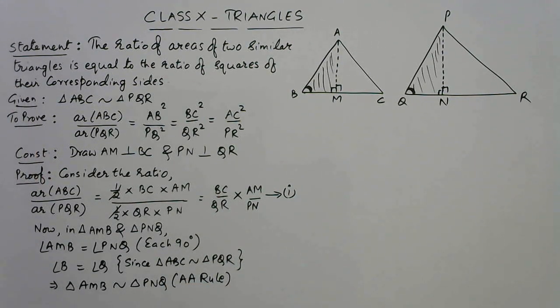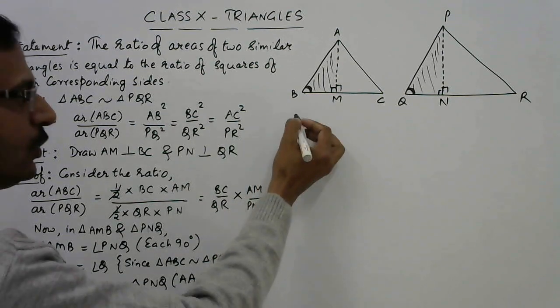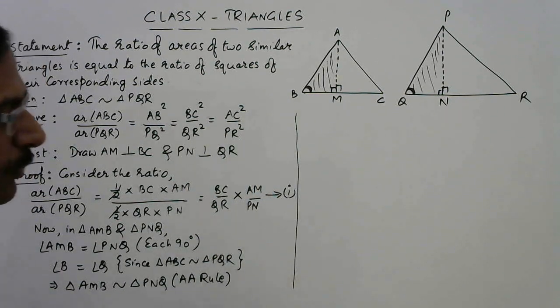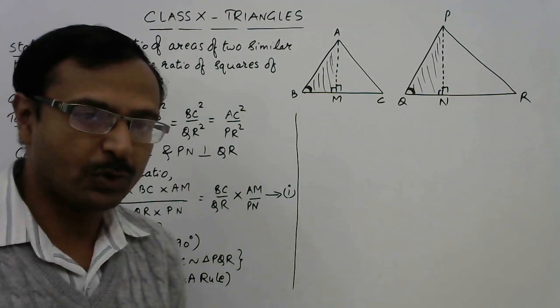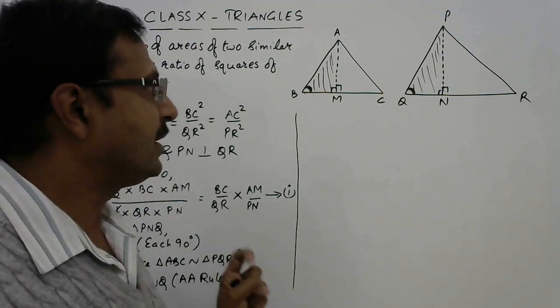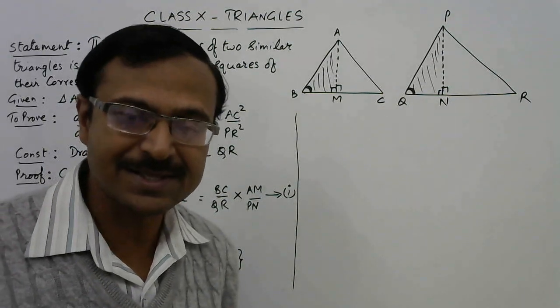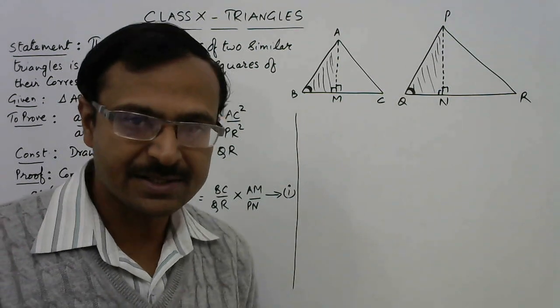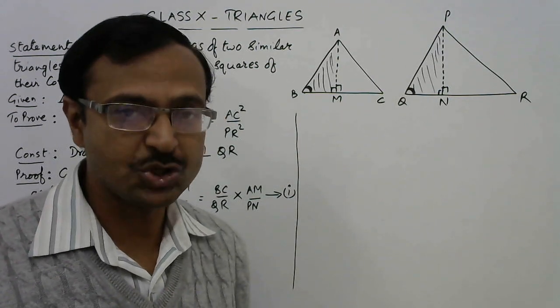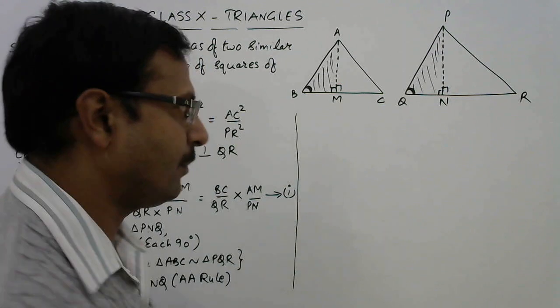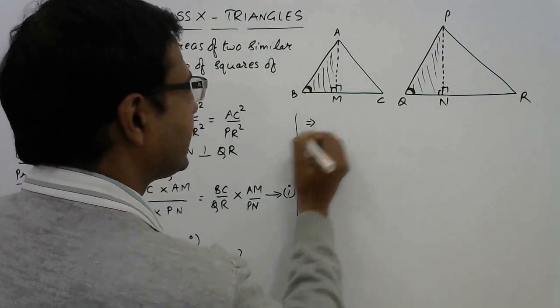And why do we prove two triangles as similar? You very well know the reason why we prove similarity, because we want to write the proportionality between the sides. That is, the corresponding sides are proportional. That is, ratio of the corresponding sides is same. So let's write the ratio of the corresponding sides.